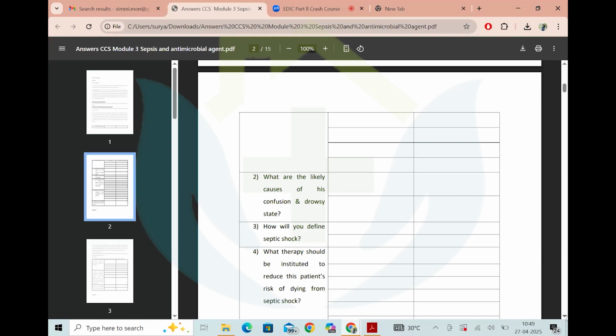Optimization of his fluid status, starting vasopressors early, and antibiotics. Very good. So as we discussed the bundle, what else? Sending culture.